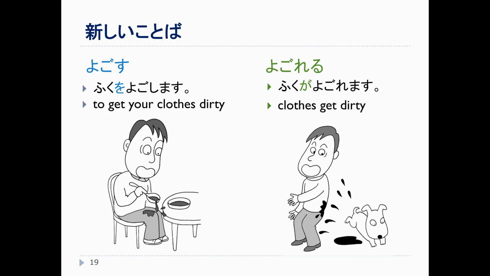Our next set of new ones is 汚す versus 汚れる. So 汚す means to get something dirty. 汚れる means something gets dirty. So 服を汚します. You get your clothes dirty. 服が汚れます. Your clothes get dirty on their own.